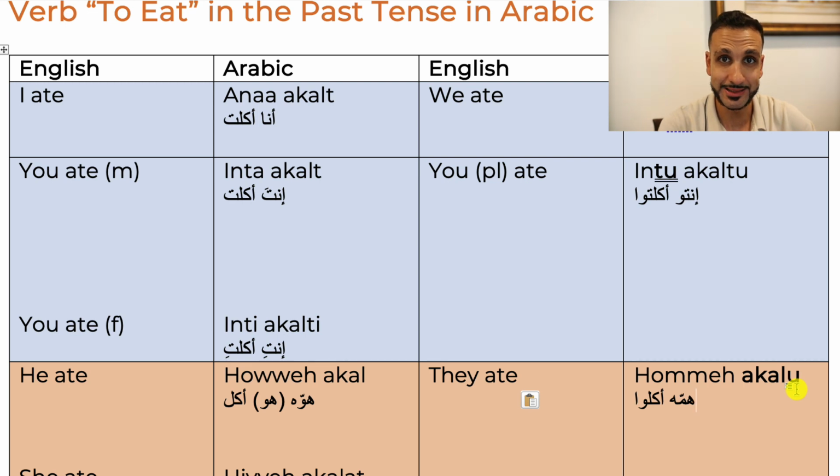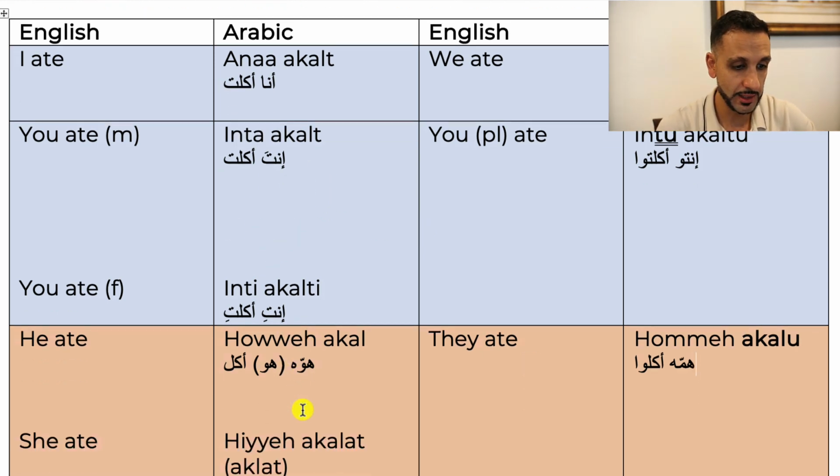Okay, so ana akalt, inta akalt, inti akalti. Now you could group all these three together, all the you, and if you're new to Arabic, we make a distinction between the you masculine and the you feminine. In many languages, you is just you, regardless of whom we're talking to, but in Arabic, we make a distinction. If I'm talking to a man, if I'm talking to a woman, if I'm talking to a male or female, the conjugation changes. Okay, so inta akalt, inti akalti, huwa akal.